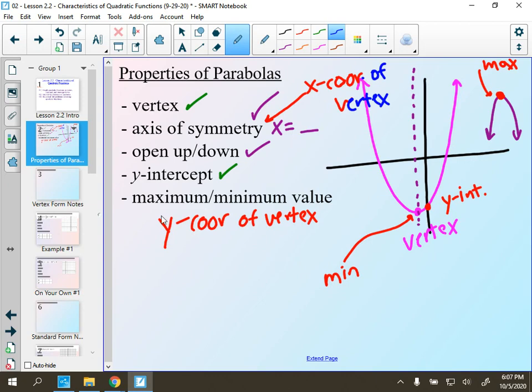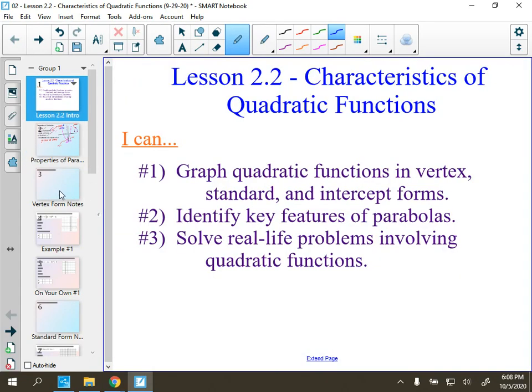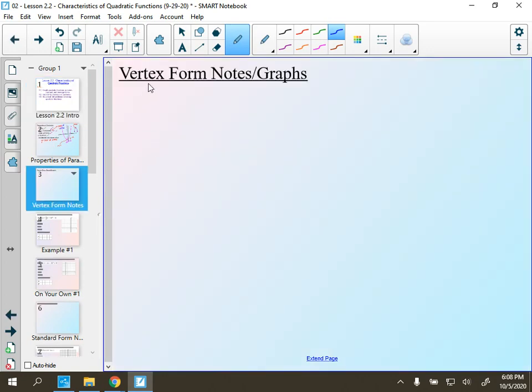Our job today is basically to get through 3 different forms that we'll see quadratic functions, or parabolas, written as. Okay, so the first one here is vertex form. It was briefly mentioned in 2.1, actually only specifically mentioned in 2.1, but it was covered a little bit. Go back and check out the 2.1 notes if you're wondering where this is coming from. y equals a times the quantity x minus h squared plus k. All right, that's the generic form.